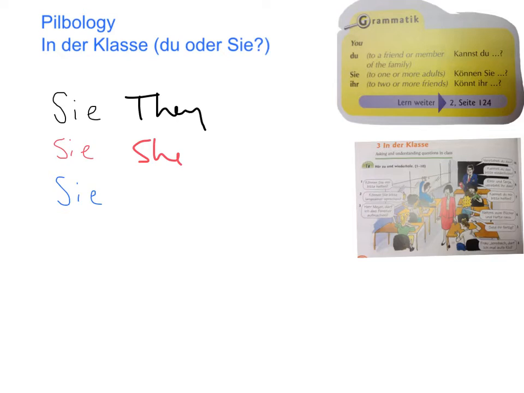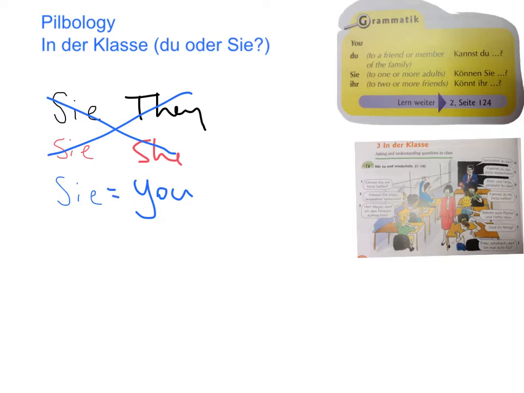And also, the final form of Sie, which is the most fun, is here, and it means you. Okay, that can be confusing. Why can that be confusing? Let's, for now, forget about these and just focus on the fact that we've got another you in there.